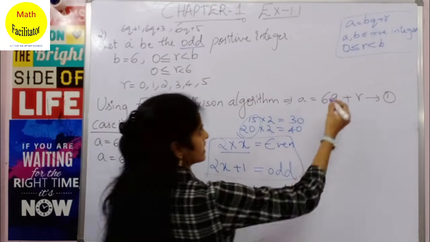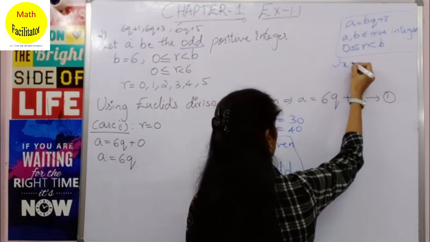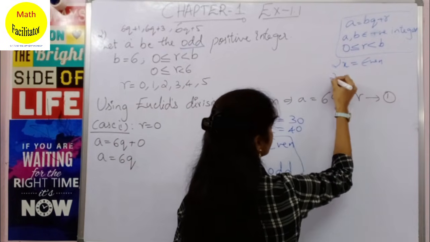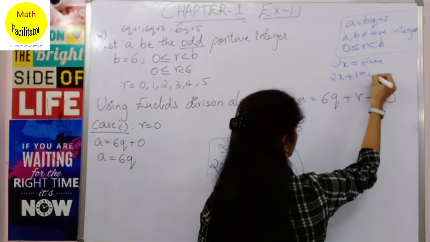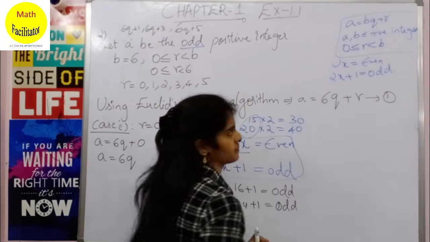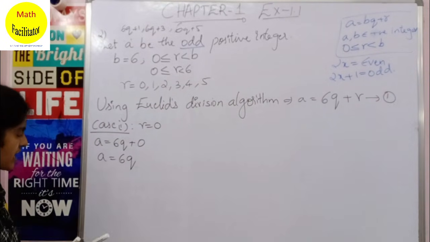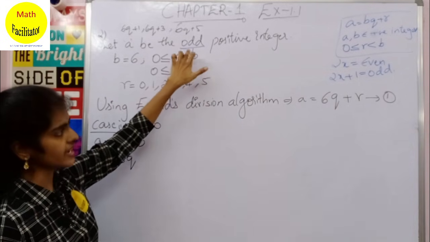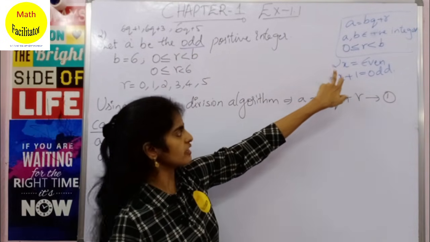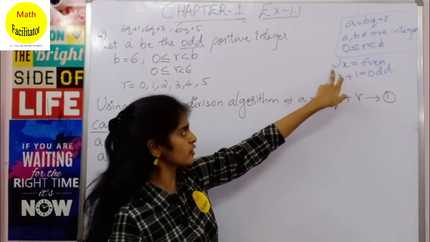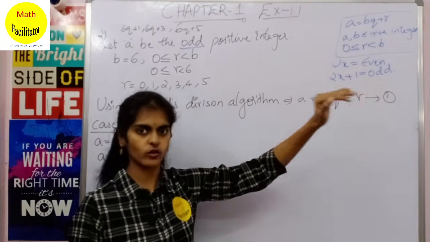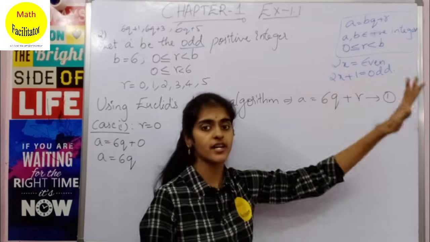Let me write it here. If a number is in the form of a multiple of 2, it is even. If 1 is added to an even number, then it is odd. Clear? Now just see. Our aim is that we want an odd number, so we should not get any number in the form of 2 into something. You should not get a multiple of 2. You should always get a multiple of 2 plus 1, so this represents an odd number.